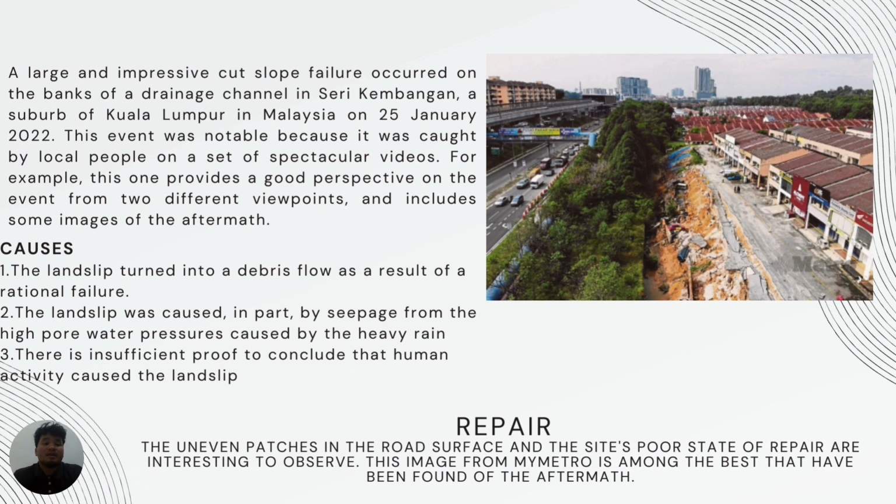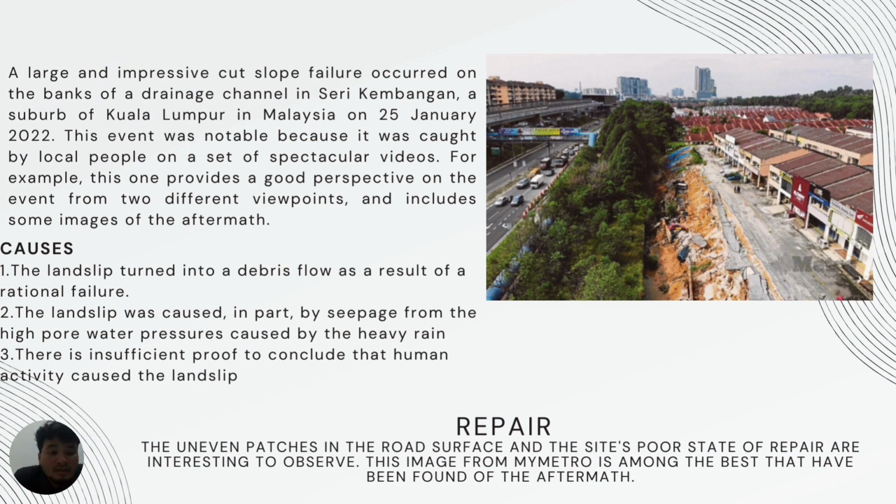The next slide. Large cut slope failure on the bank and the channel in Sri Kemangan, in the suburb of Kuala Lumpur in Malaysia, on 5 January 2022. The event is notable because it was captured by local people and self-covered video. For example, this one involved good preparation of the event from different viewpoints and reserve soft image and aftermath.